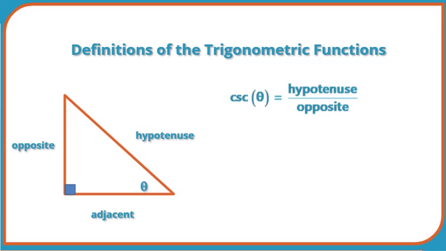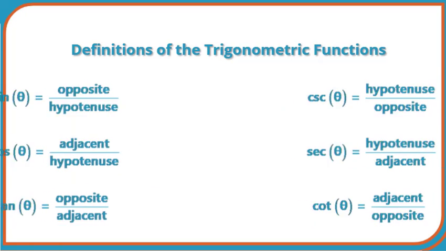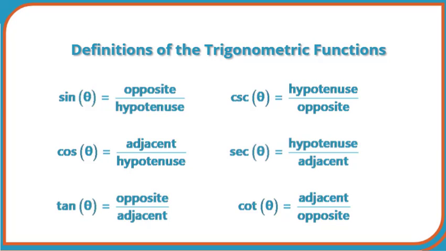Cosecant of theta is hypotenuse over opposite. Secant of theta is hypotenuse over adjacent. And cotangent of theta is adjacent over opposite. Here are the 6 trigonometric functions. It is very important that we know their definitions and be able to apply them.